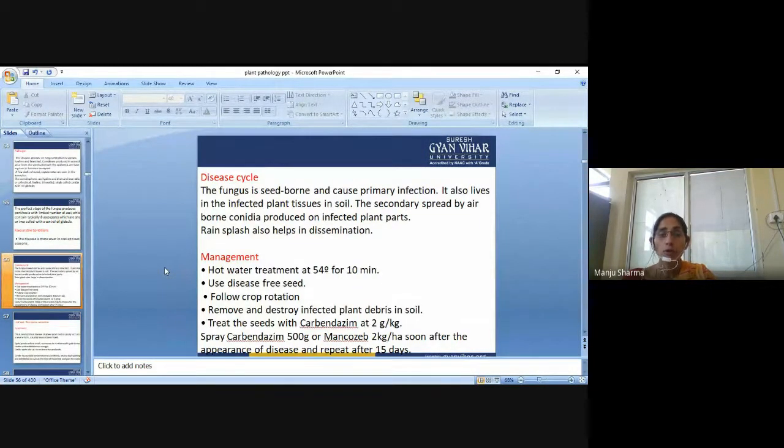seeds, follow crop rotation, remove and destroy infected plant debris in soil, then treat the seed with carbendazim at 2 gram per kg, and spray carbendazim 500 gram or mancozeb 2 kg per hectare soon after the appearance of disease, and repeat after 15 days.